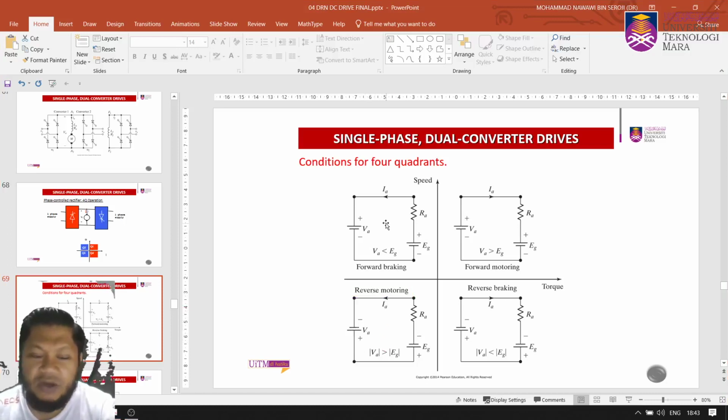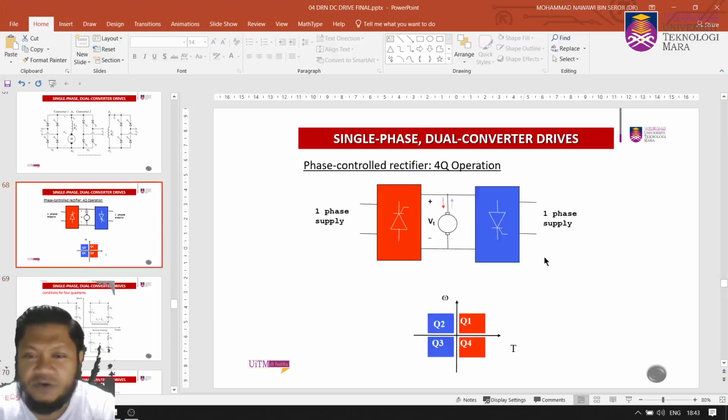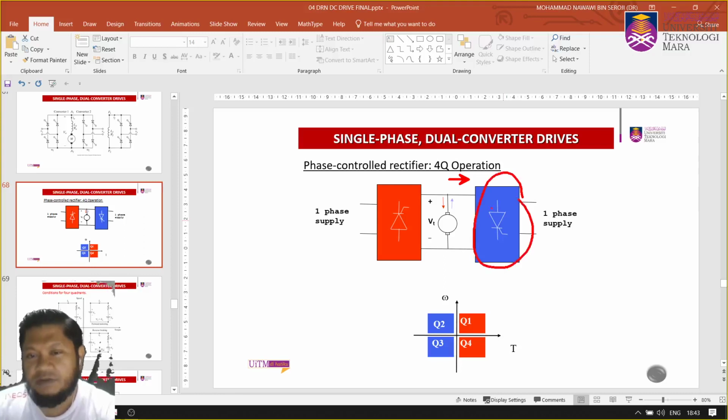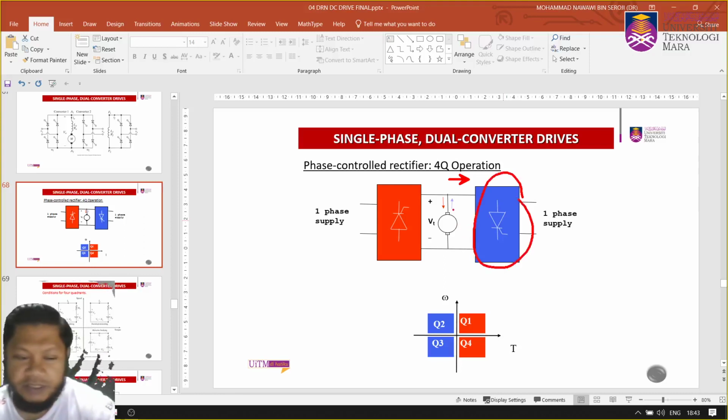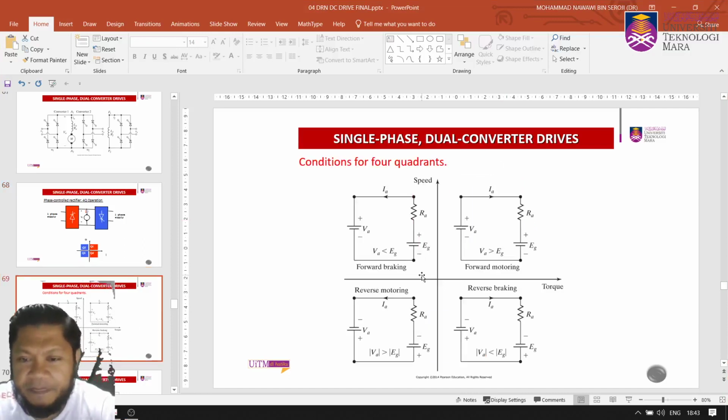So this can only be handled by your second converter here, isn't it? Because current flows in that direction. Okay, current flows in that direction. So converter 2 will operate in quadrant 2 and quadrant 3.